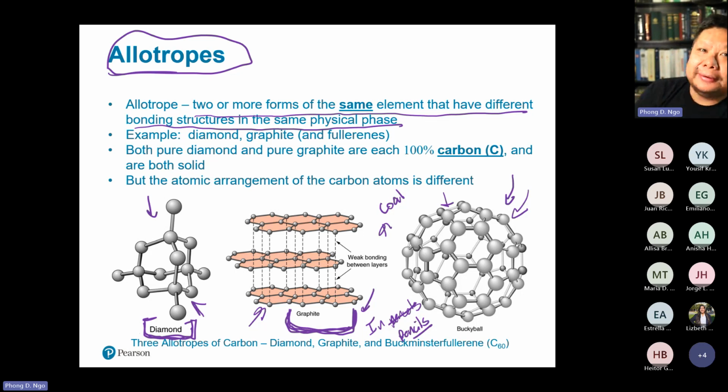But for carbon, when it's solid, it could be in all kinds of different forms. Well, that's what we call an allotrope, right? That's what we call an allotrope.